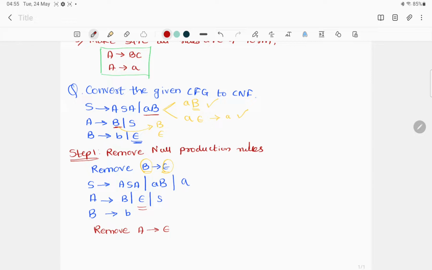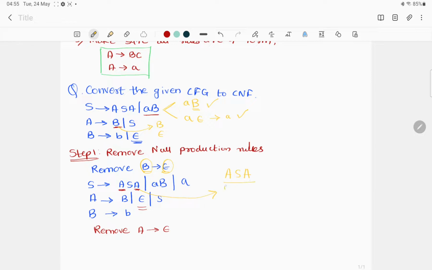So how will I handle this? I will highlight all the rules which have capital A on the right hand side. So here I have a capital A on the right hand side. Here I have a capital A on the right hand side. So I will be considering that. How do I consider that? Now see, in place of this particular rule, capital A can be considered as capital A or epsilon.